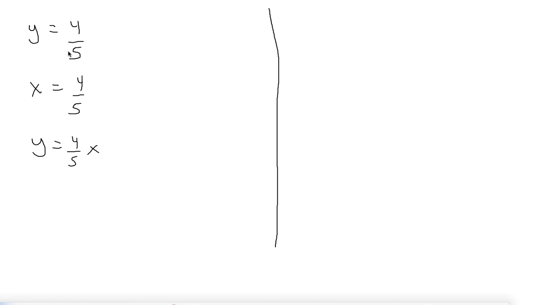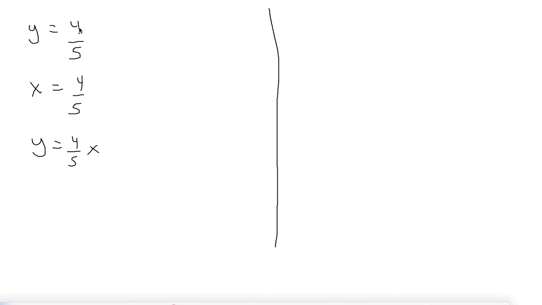Okay, so for this question, we're given these three equations: y equals 4/5, x equals 4/5, and y equals 4/5 x. And we're asked to find the slope for each of these. So let me come over here for a second and explain these first two.